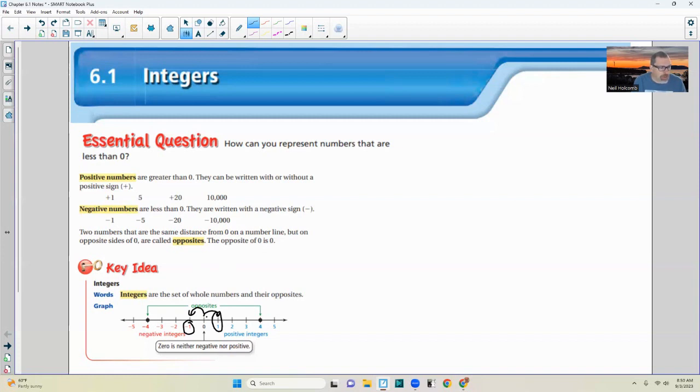The opposite of 0 is 0. Okay, 0 is neither negative nor positive. It is just 0, and the opposite of 0 is itself. Okay, so that's the key idea here. So integers, words, graph. Integers are the set of whole numbers and their opposites. I'm not going to discuss all the number sets here, but I will do that in class. Okay, so here is what we're doing in chapter 6.1.